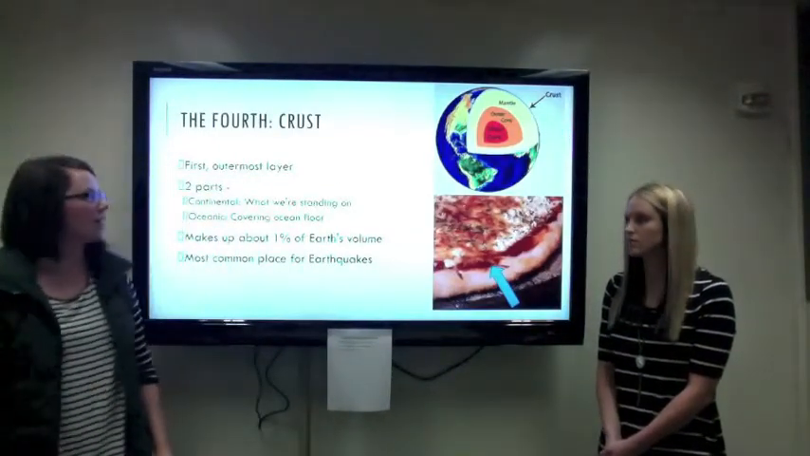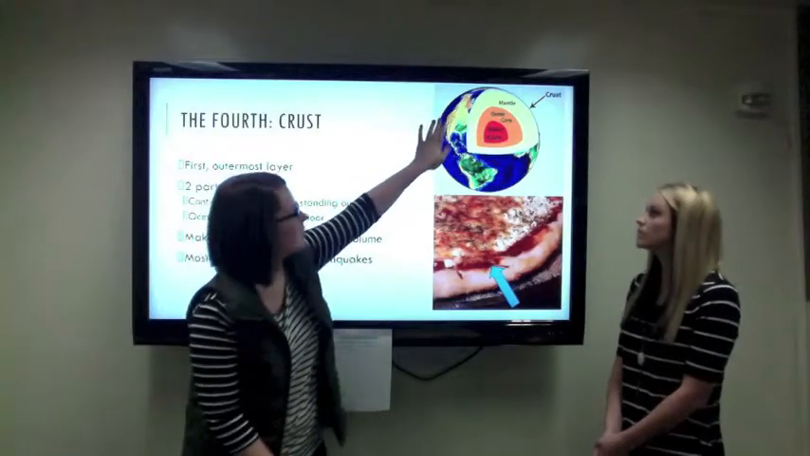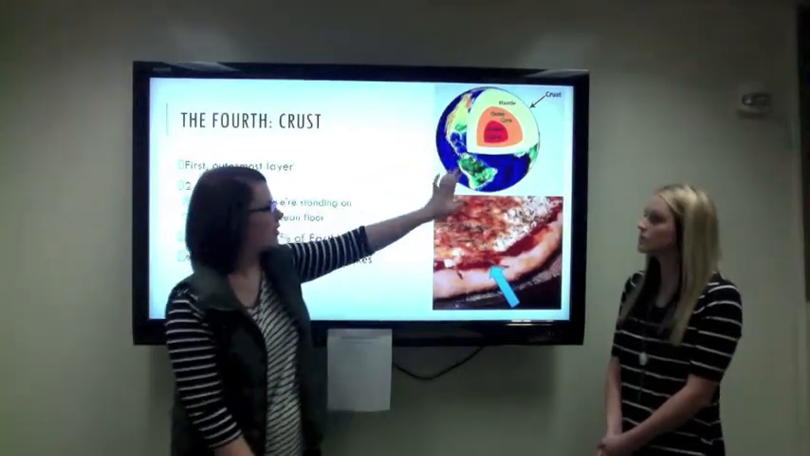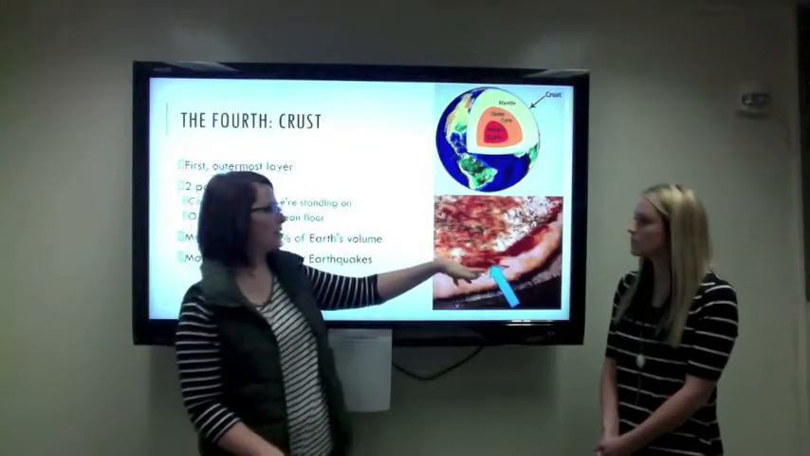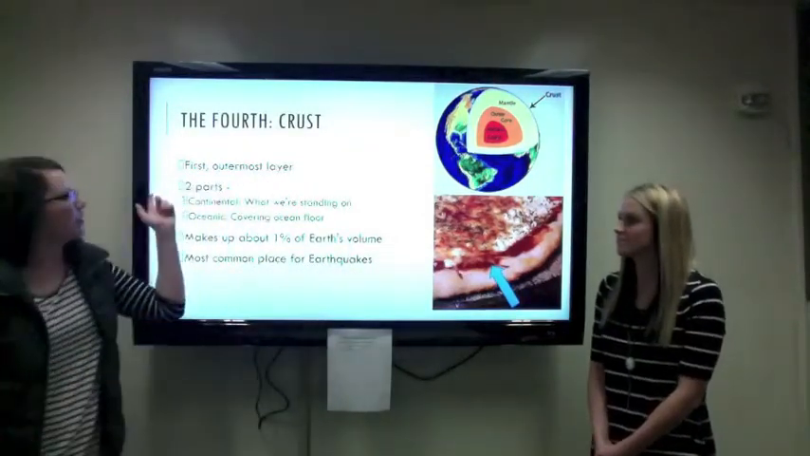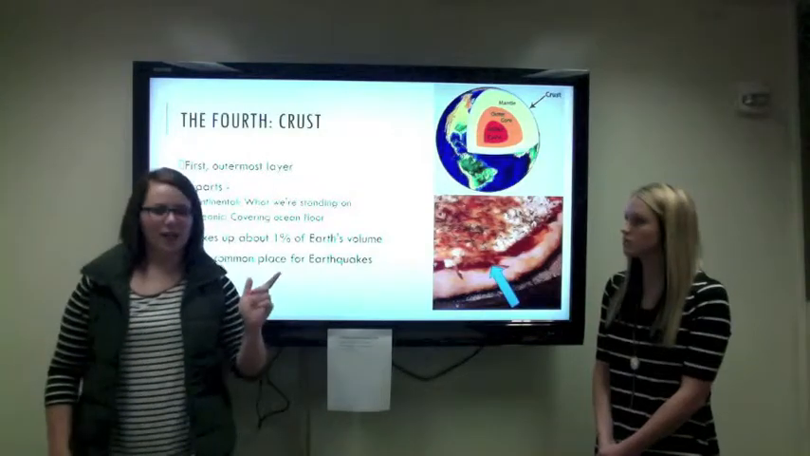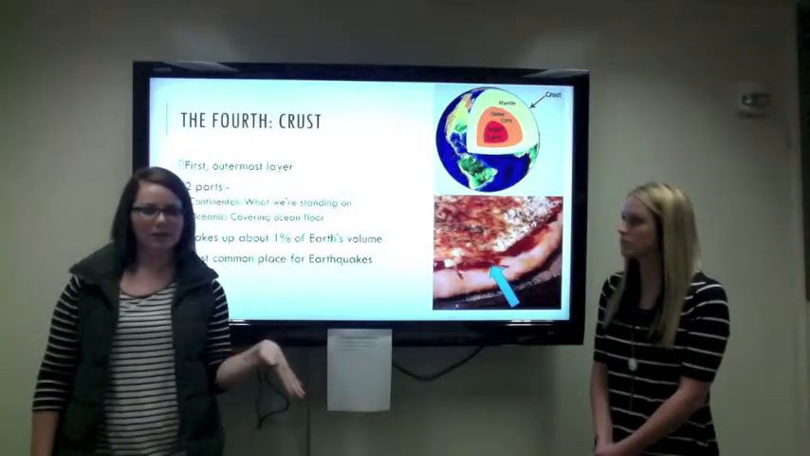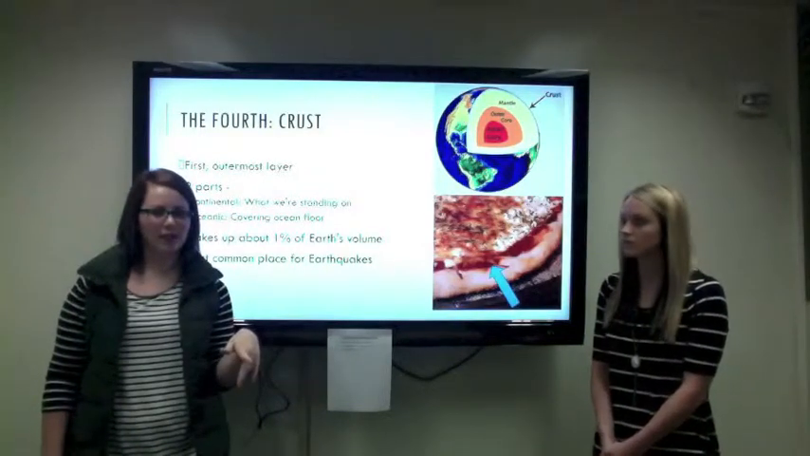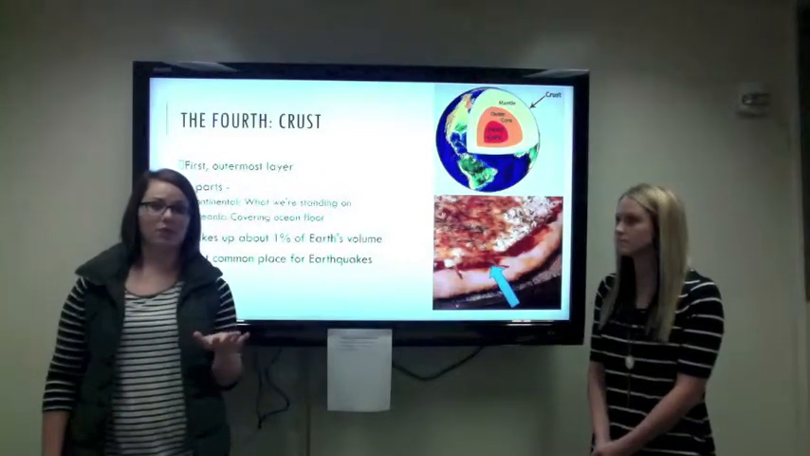And now we're going to be talking about the crust. The crust is basically what we stand on the outside. You can think of it like a pizza crust. Without the crust, you don't have a pizza. So it's going to be the first outermost layer. There are 2 parts. There's the continental crust, which is obviously what we're standing on, and then there's the oceanic crust, which is what covers the ocean floor.